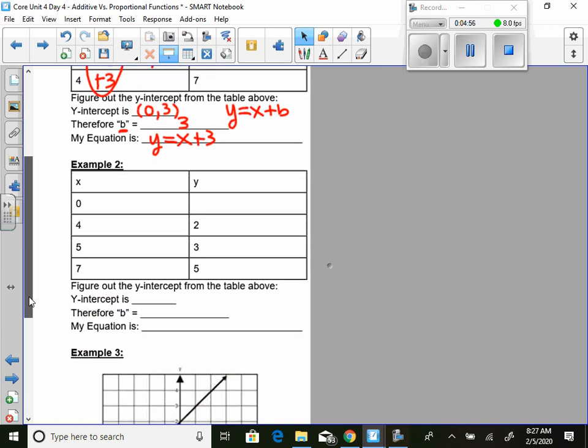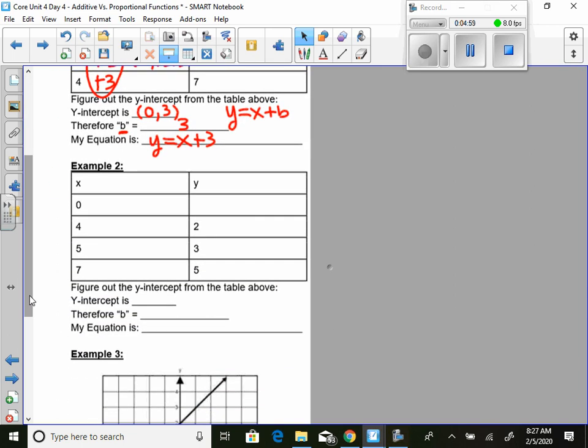Looking down at our next problem, we're still going to think through what operation is happening each time. If 4 goes in and 2 comes out, I know that I could be subtracting 2, or I could be dividing by 2. 5 goes in and 3 comes out, I could be subtracting 2, or I could be dividing by 1.66 and some numbers repeating. And automatically I see that these do not match. So it can't be a proportional relationship. I have to continue and make sure that this rule, minus 2, works every single time.